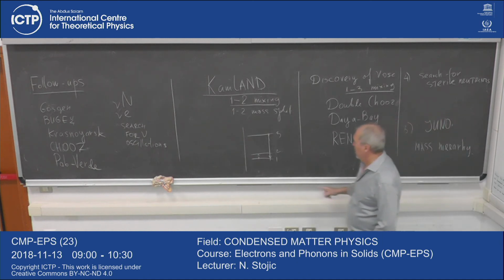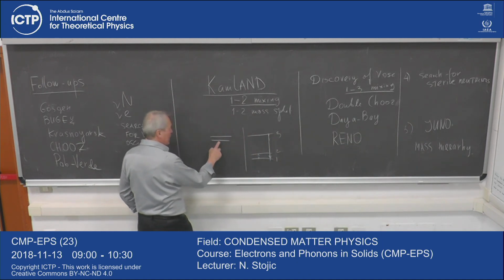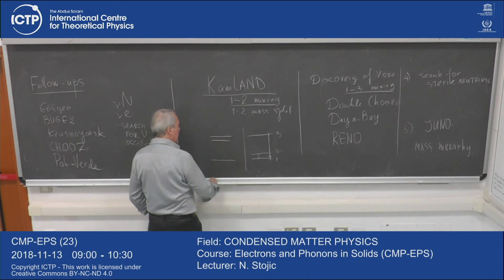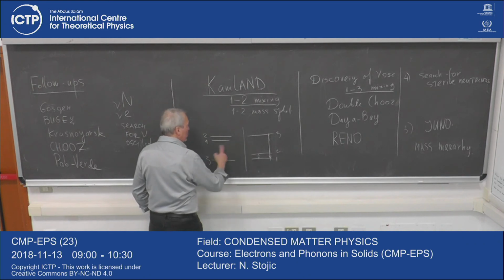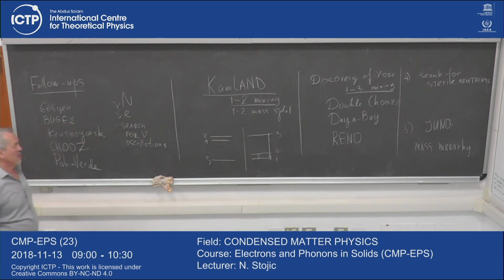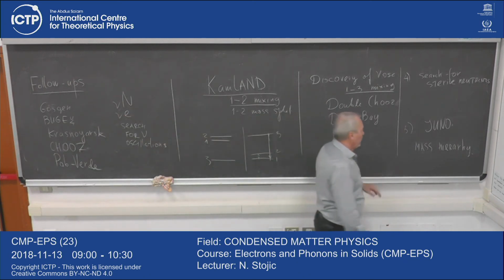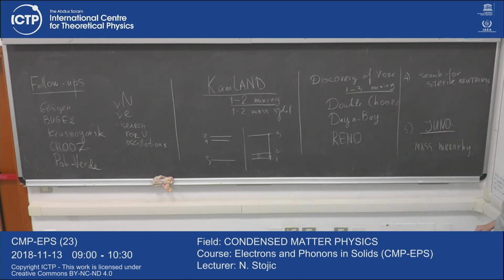So we have such a possibility, but this one is also not excluded: when two states with very small split are up and one isolated is down. So here are 1, 2, 3. These two possibilities are referred to as two different hierarchies. This is inverted and this is normal, which is of fundamental importance. And the JUNO experiment, again in China, is aimed at this discovery.